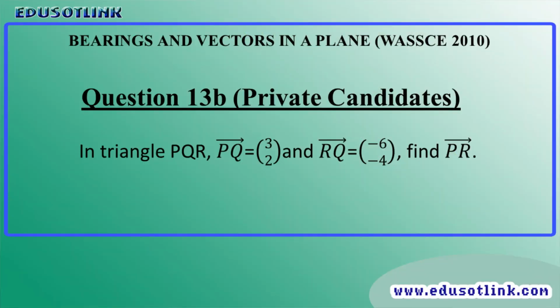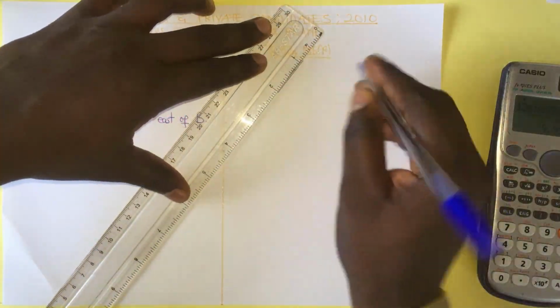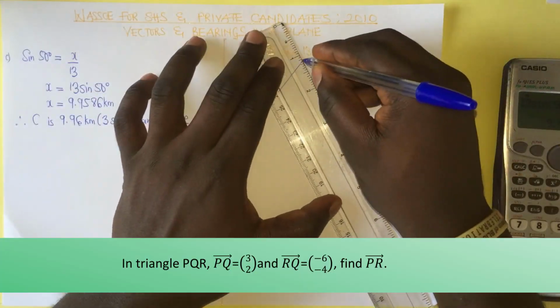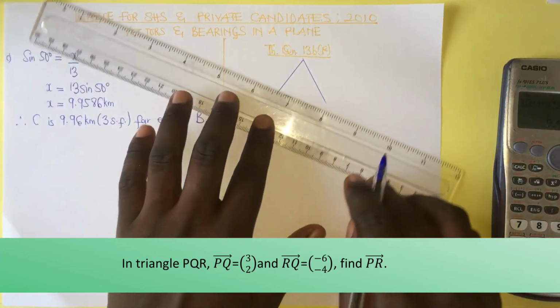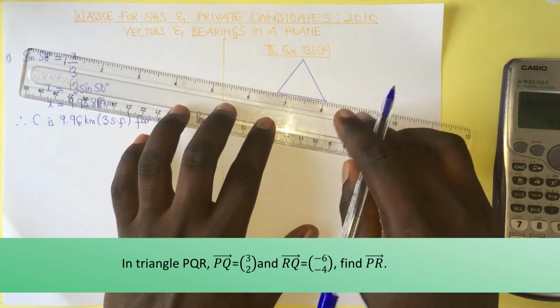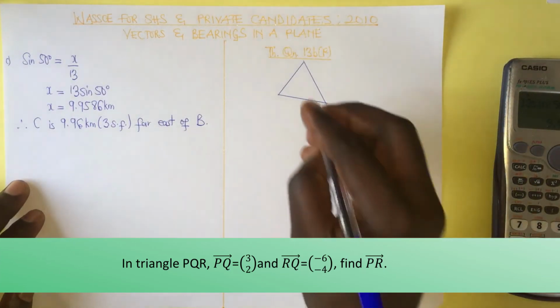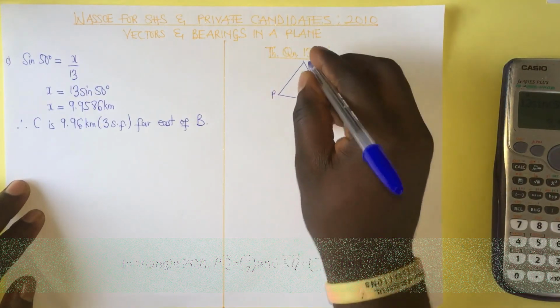Theory question 13B for private candidates. Question 13B for private candidates. In triangle PQR. So it means there is a triangle called PQR. So triangle PQR.